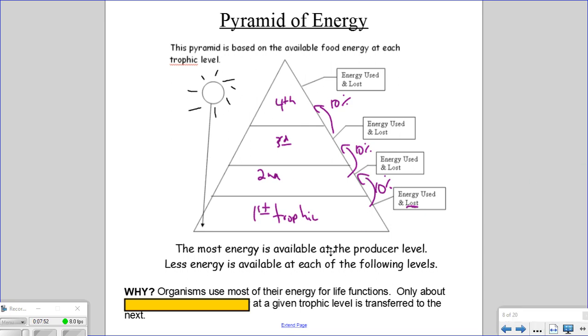So why is that? Well, most organisms will use most of their energy for life functions. So only about 10% of the available energy at a given trophic level is transferred to the next level.